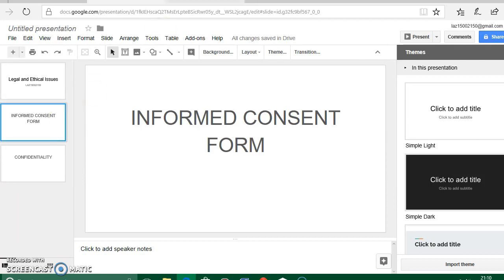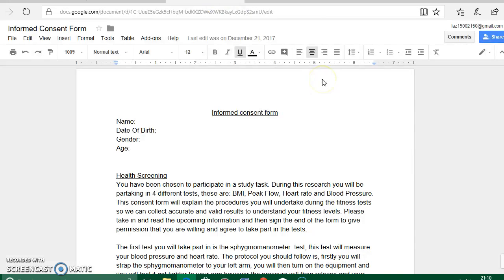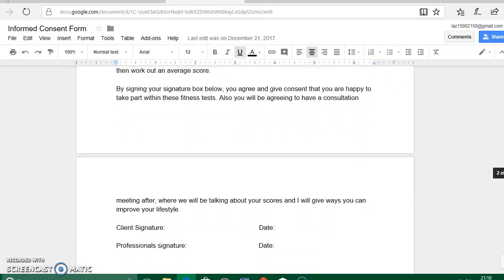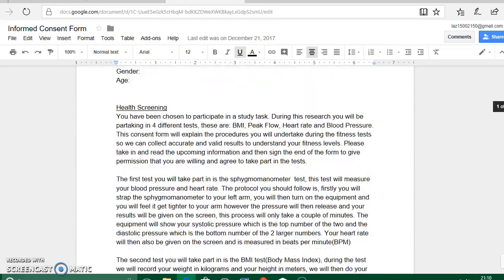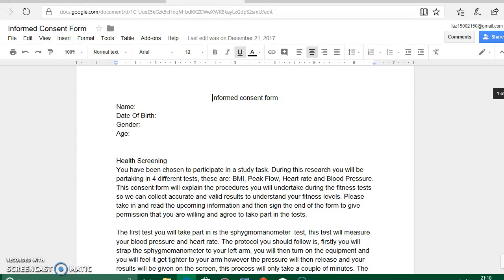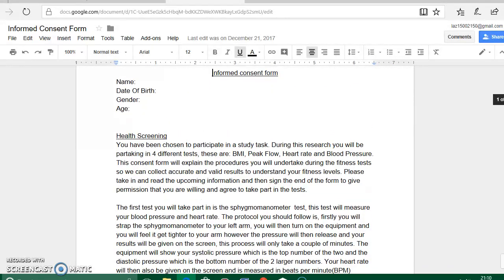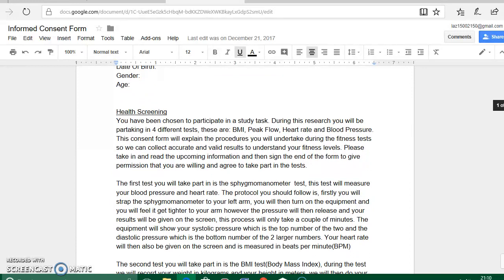Here's an example of an informed consent form. As you can see, an informed consent form consists of the participant's name, date of birth, gender, and age. It also shows the investigation they will be taking part in and a description of the test. So in this example, it's about health screening tests and the tests they'll be doing.